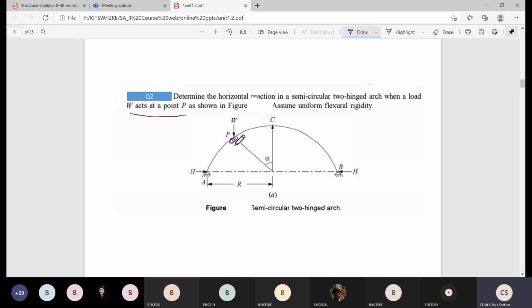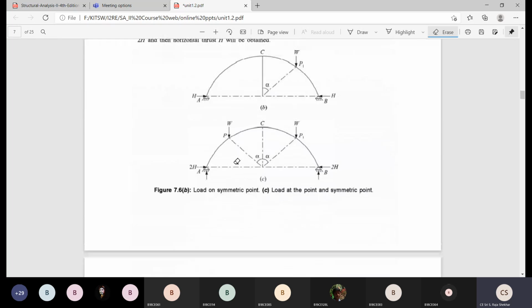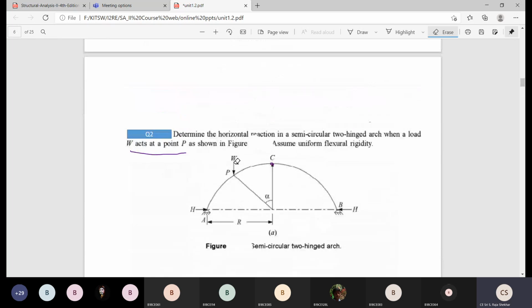Now the load is acting at a point P. Capital W point load is acting at point P. So the angle between point P and point C, the point at the crown, is alpha. So this angle is alpha. Okay. So we need to calculate horizontal thrust H value. For that the formula is the same.